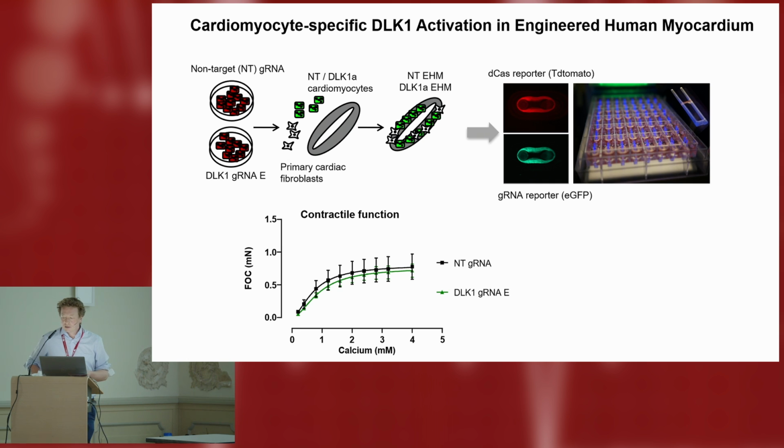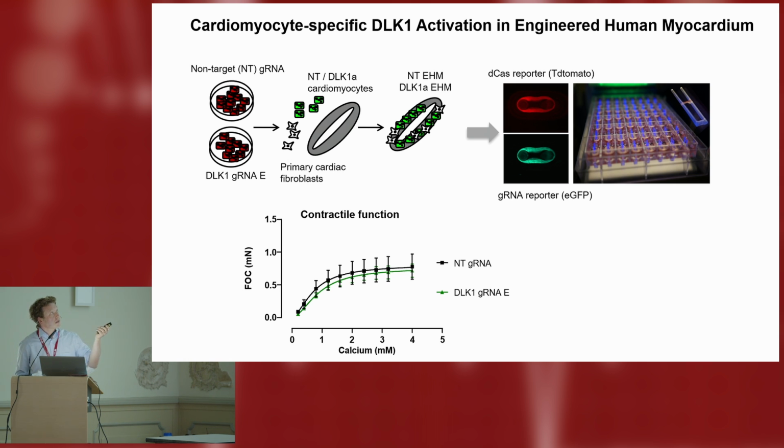We also tested how these cells would perform in an EHM. So in this case we made engineered heart muscle with cardiomyocytes that were either transduced with a non-target guide RNA or with the DHK1 guide RNA E, so the most effective one. Both of them were combined with the same source of fibroblasts. In this case, these were primary cardiac fibroblasts. And then these EHMs were cultured in these 48 well plates.